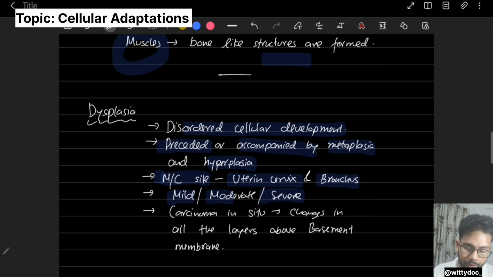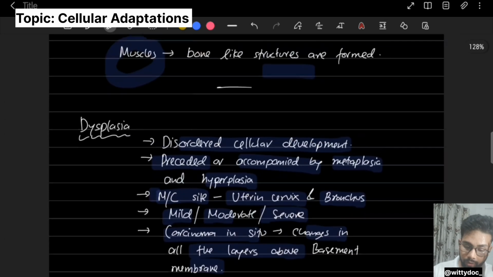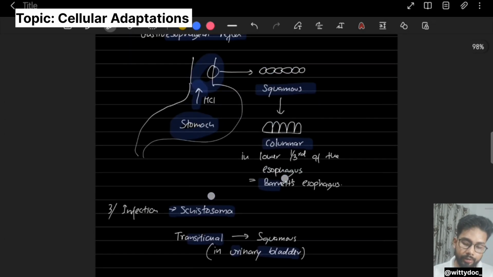And another important point is carcinoma in situ. It is a change in all the layers above the basement membrane. The dysplastic changes are seen in all the layers above the basement membrane. So that's all in this topic for cellular adaptations.